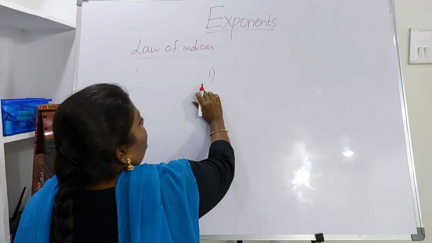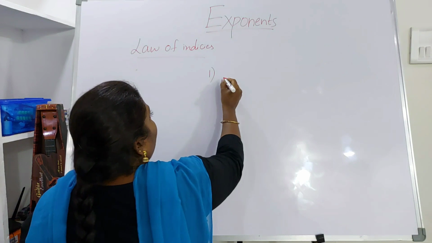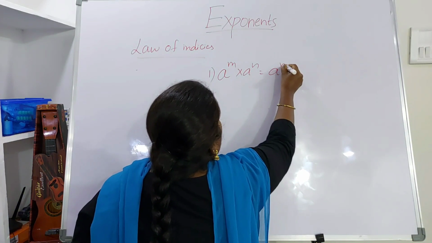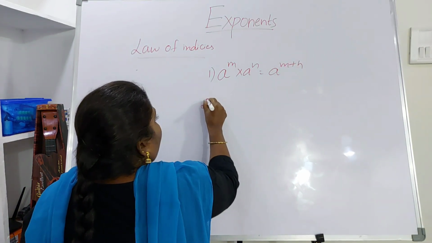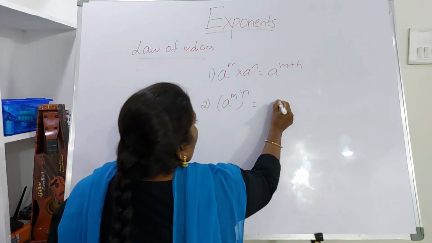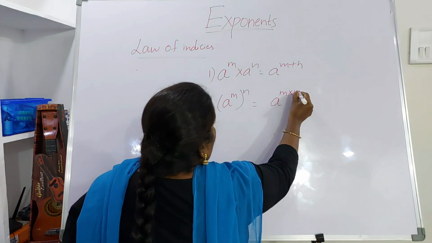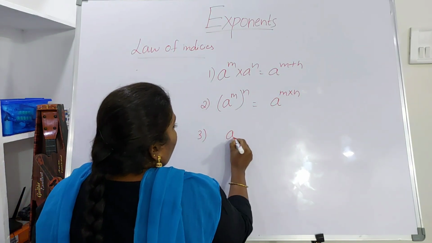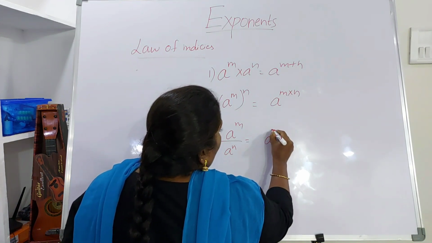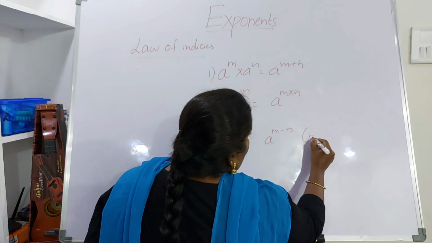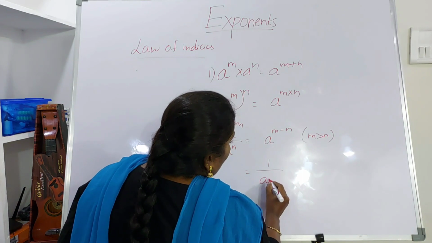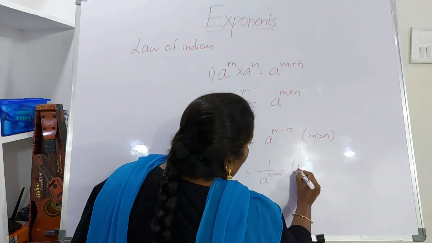Laws of indices, let me repeat what we have learned today, that is a power m into a power n is equal to a power m plus n. And the second one, a power m whole power n is equal to a power m into n. Now the third one, a power m by a power n is equal to a power m minus n when m is greater than n, and 1 by a to the power of n minus m when n is greater than m.